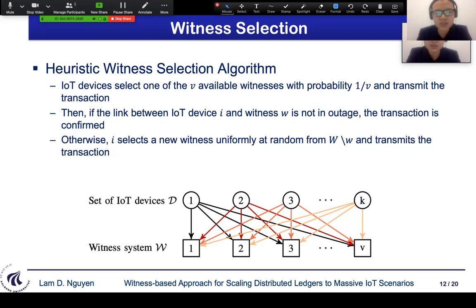Otherwise, the witness will select a new witness uniformly at random and transmit the transaction to that witness. This is needed because, for example, if IoT device one connects with witness one, but the link between the IoT device and the witness is broken, it will lead to failure of the transmission. So IoT device one needs to have another witness to connect with, for example number two or number three.